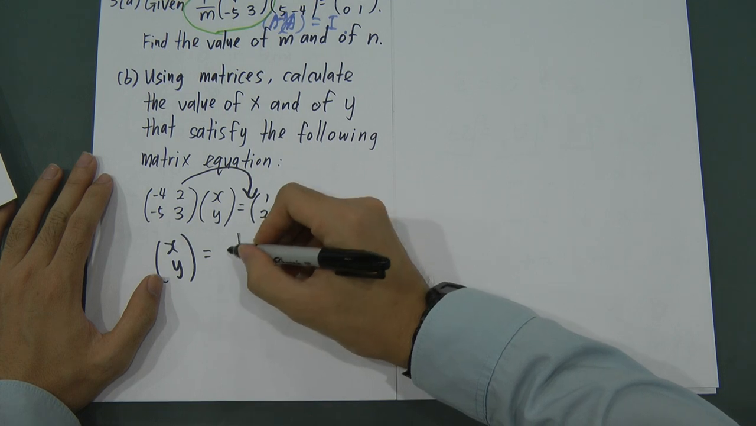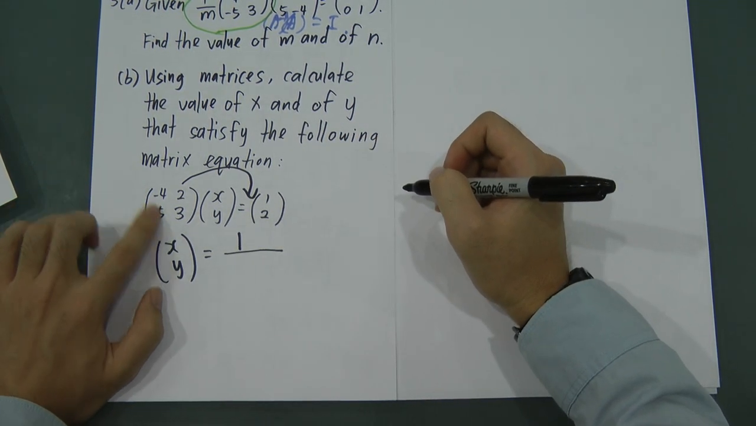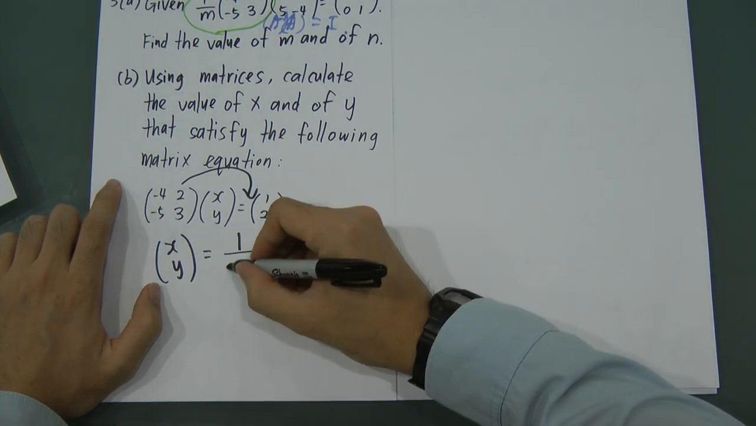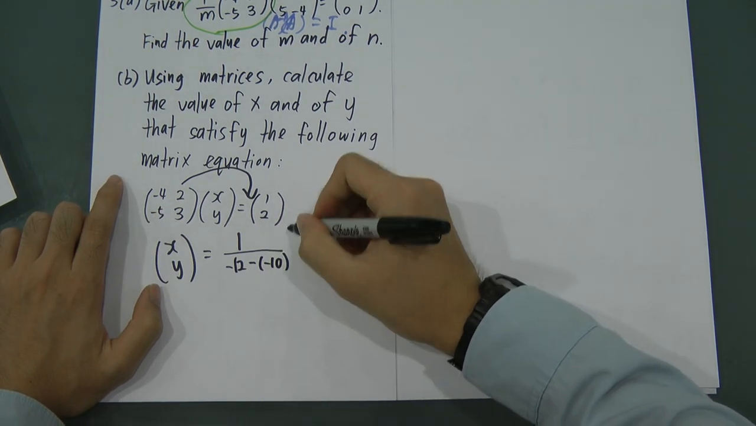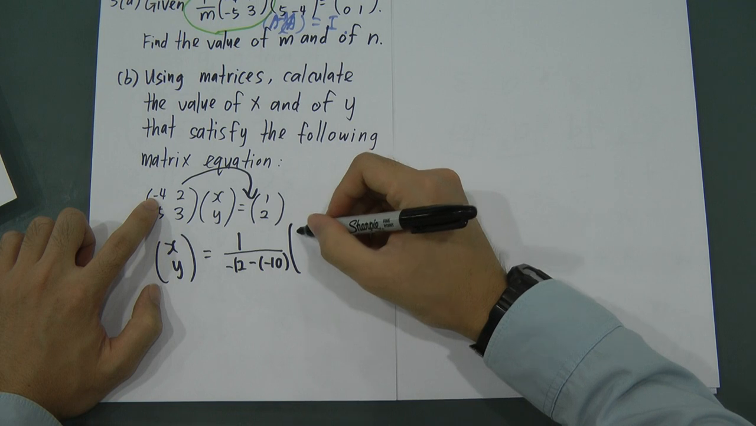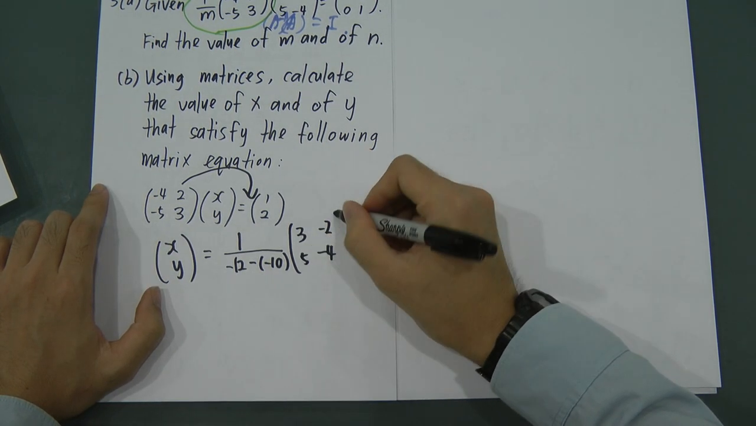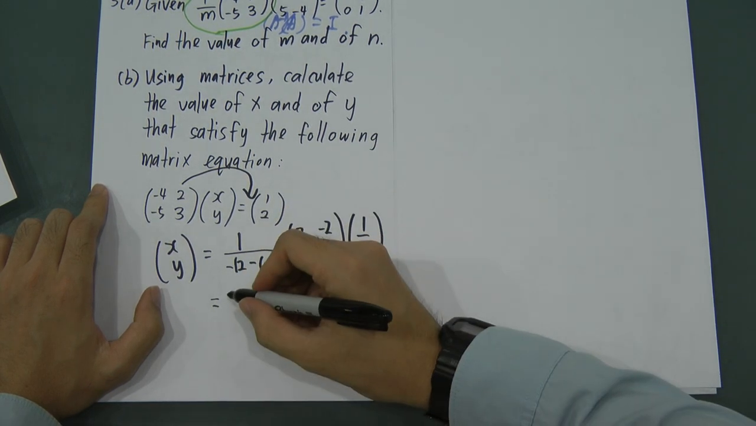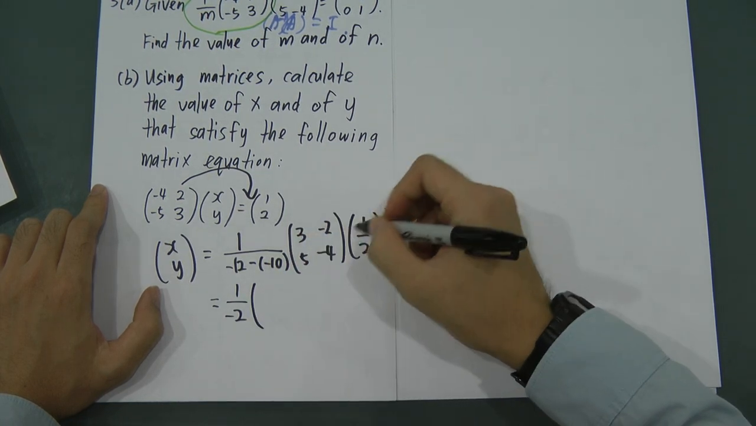So if I move over this side, 1 over AD minus BC. AD minus BC is, so this one is negative 12 minus negative 10. And then here you have to change place, 3, negative 4. These two you have to add negative 5. Multiple with 1 and 2. So therefore over here you have got 1 over negative 2 multiple this one.